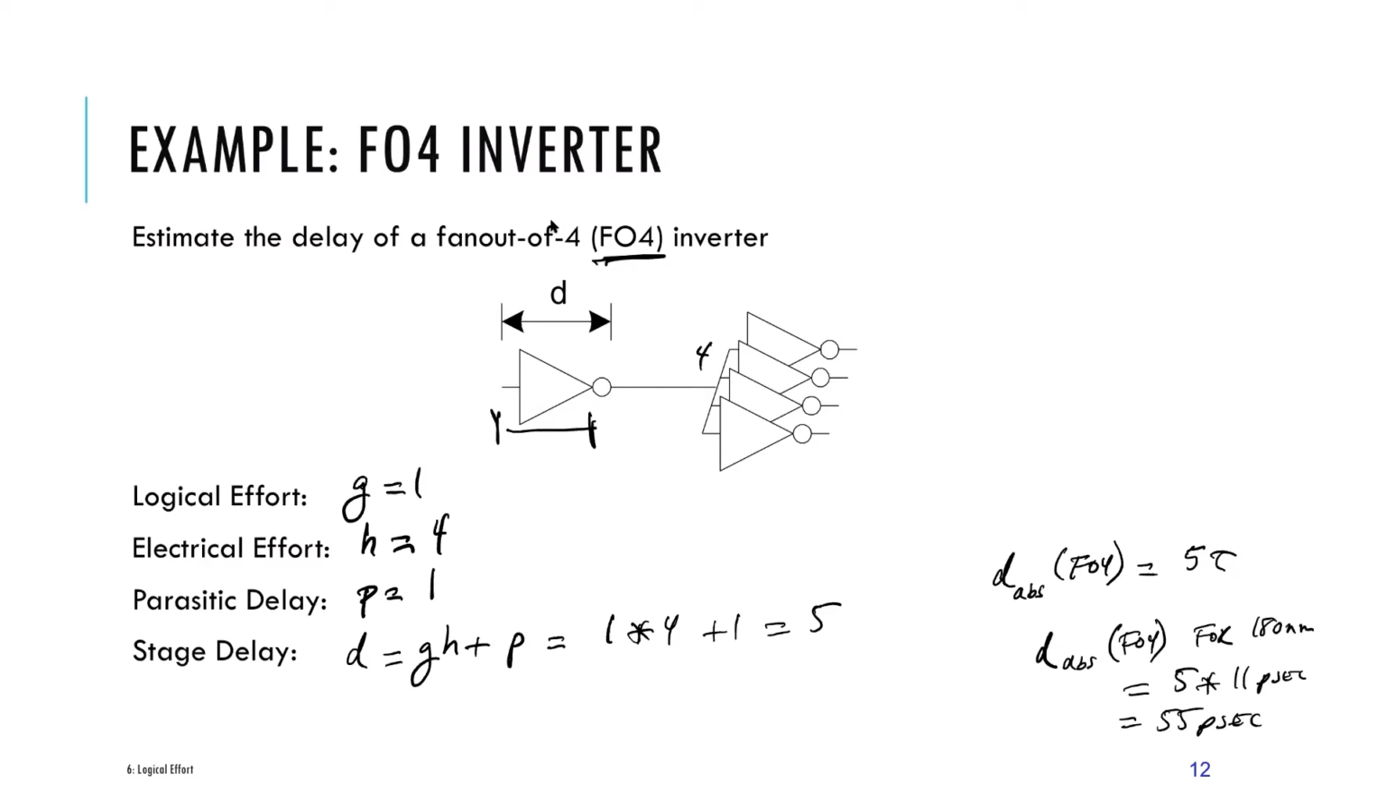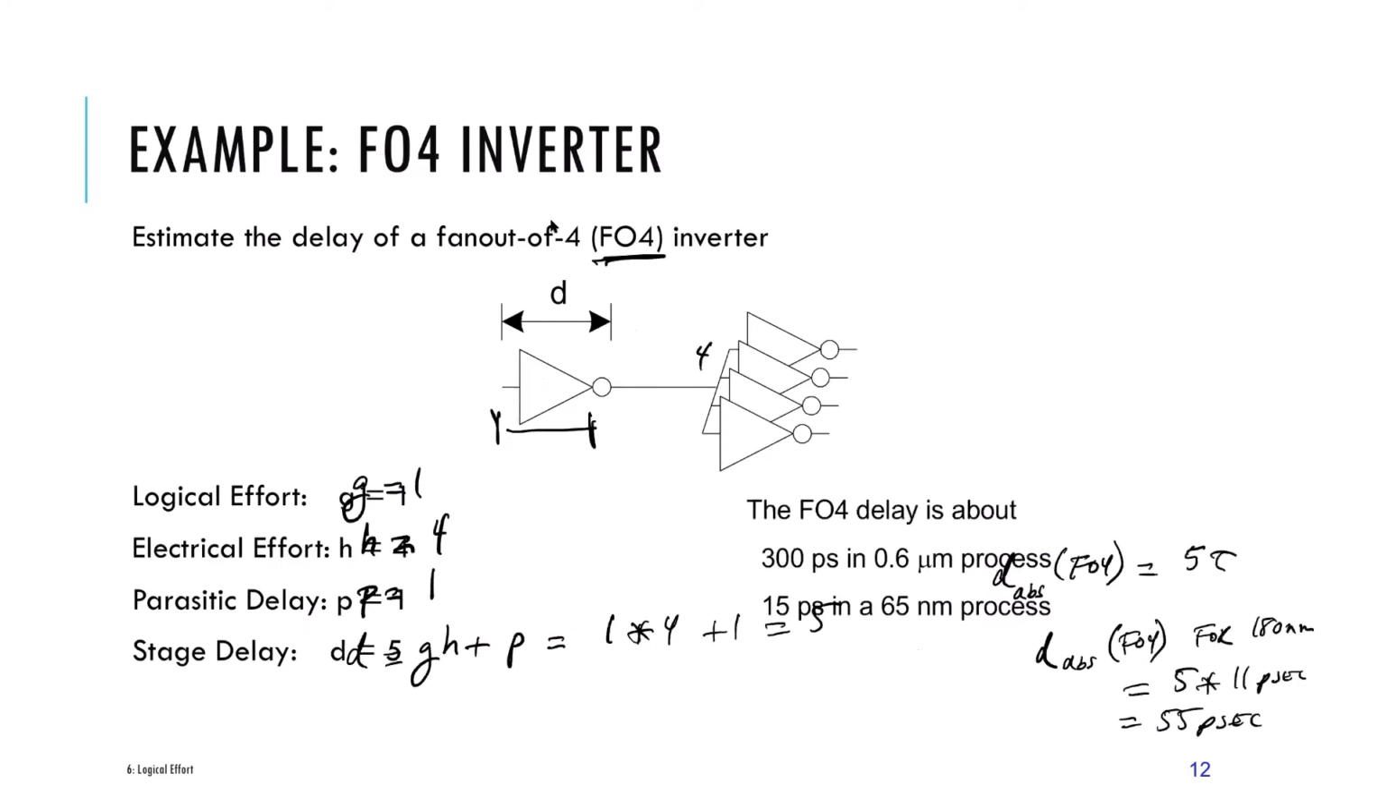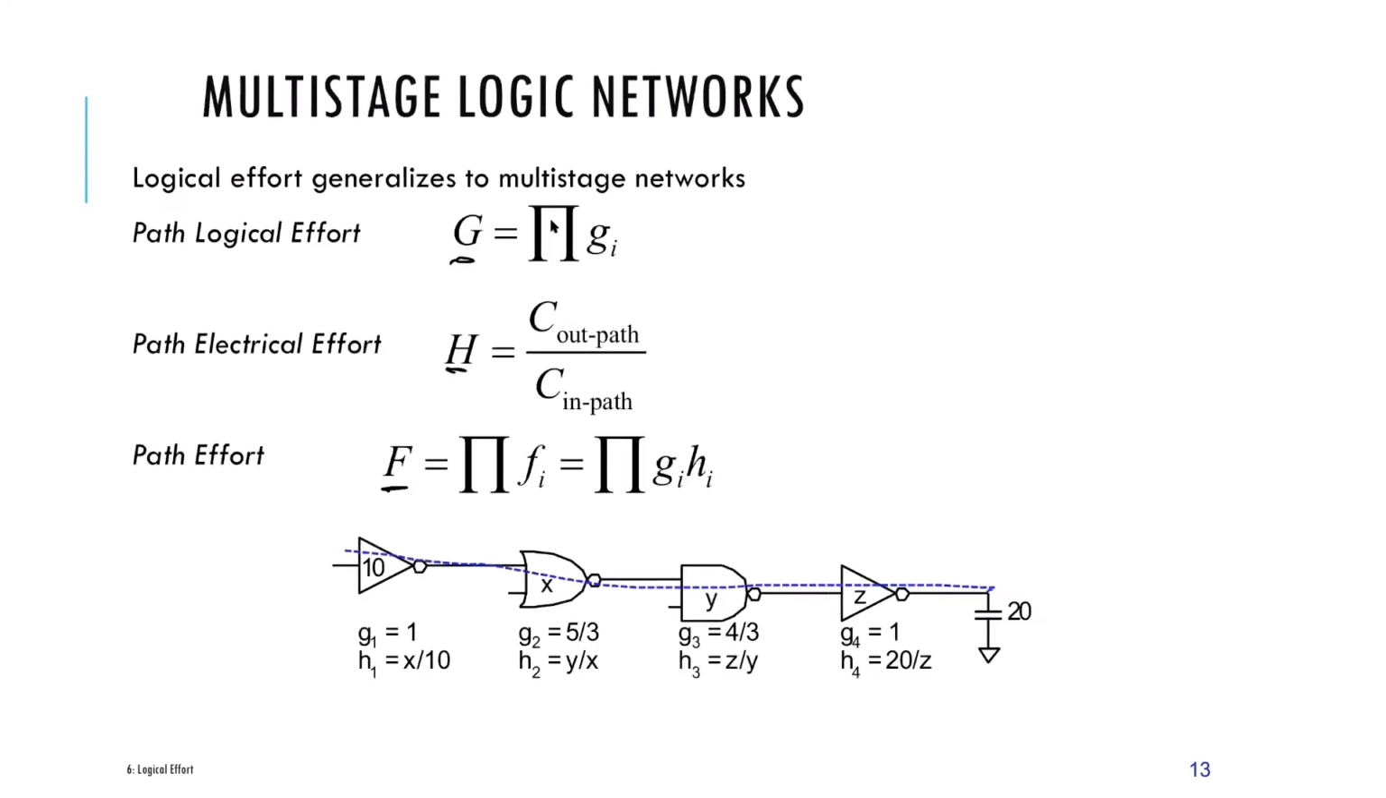Unfortunately, we don't have time to go into the next step here, which is doing the same thing for a multi-stage network. So this is capital G, capital H, capital F. That's where things become pretty useful. One stage is interesting, but a multi-stage network like this is a bigger problem to solve.